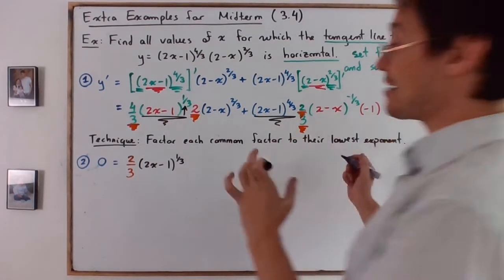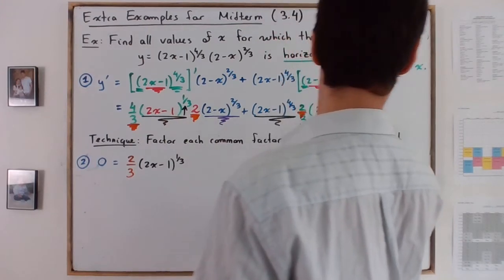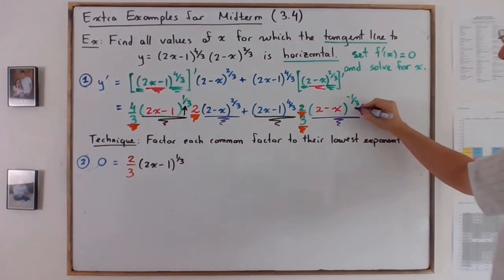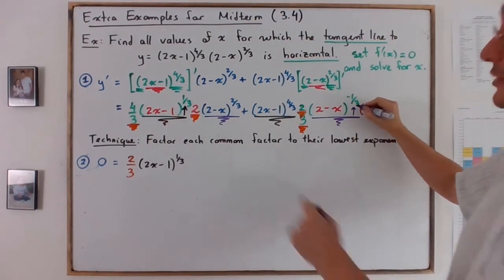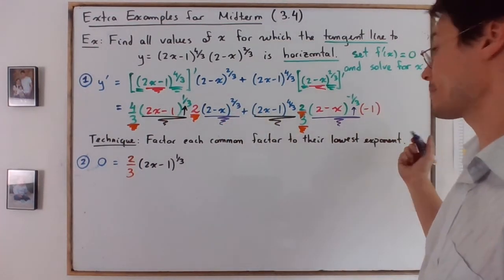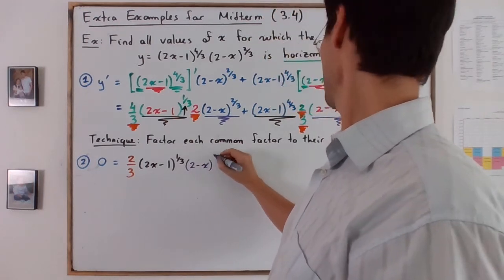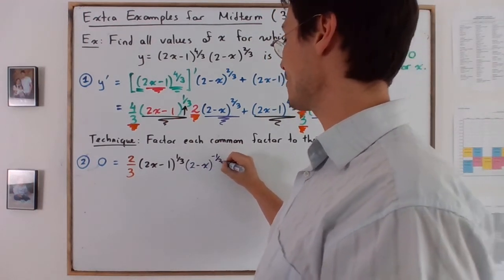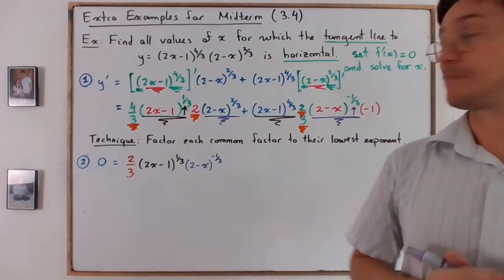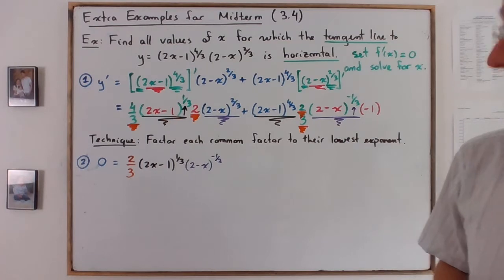And then we have this other factor right here. And its lowest exponent is -1/3, right? Between 2/3 and -1/3, that's what we're looking for. So you have 2 minus x to the power of -1/3.